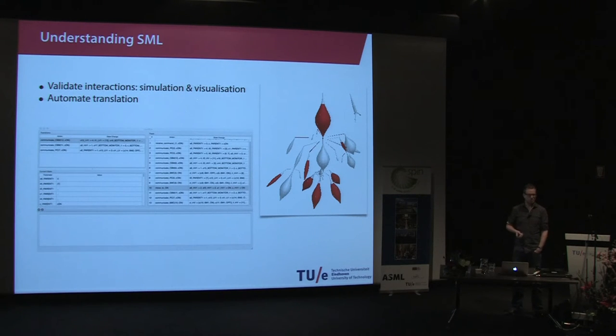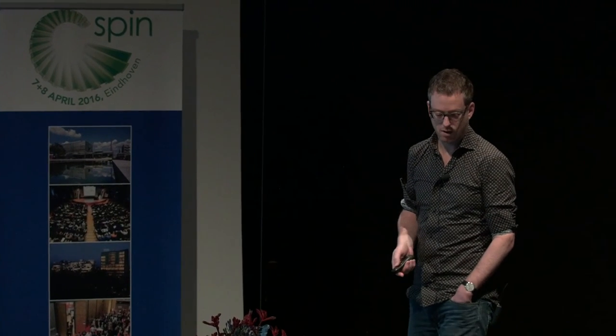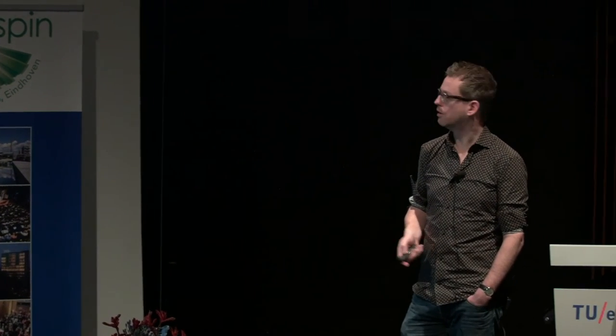Now, I said that we made an automated translation. We did so using ASF+SDF. In the end, this was too slow, right? It took, I think, several minutes to generate the resulting mCRL2 code from just a few of these SML programs, and this is typically not something you would like. So at some point we replaced that with a far quicker implementation based on Python.